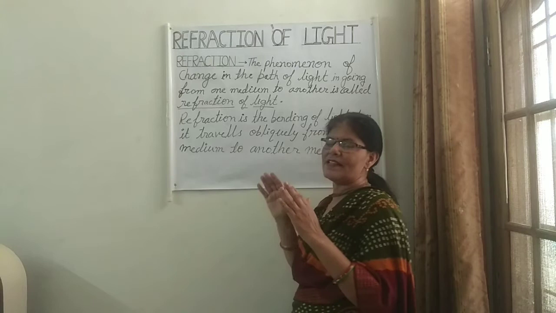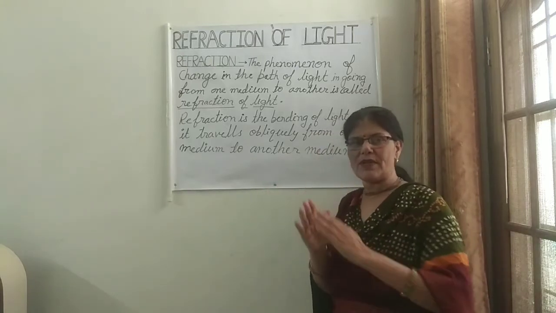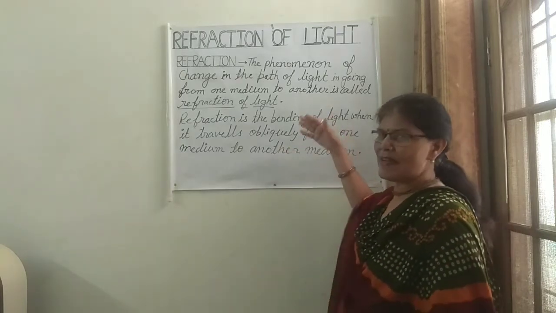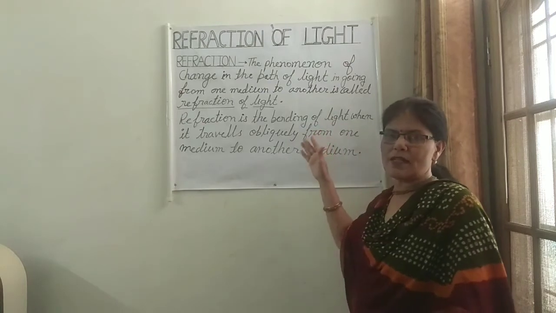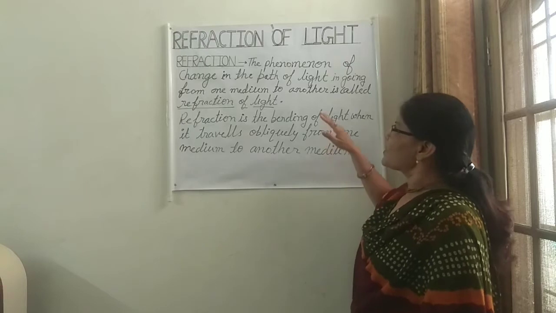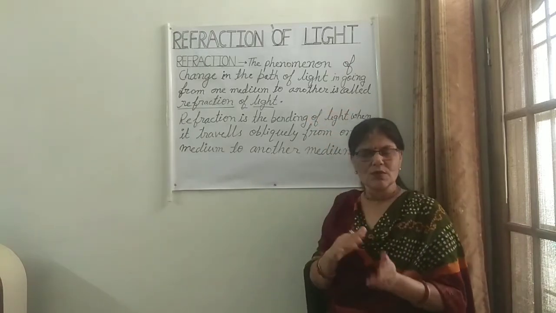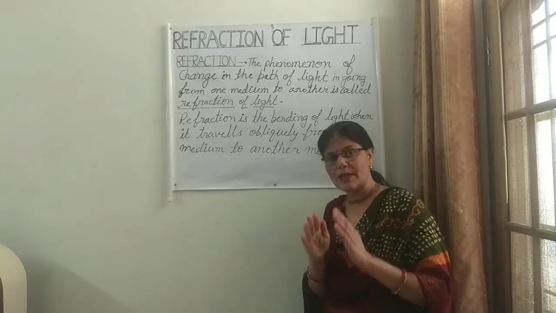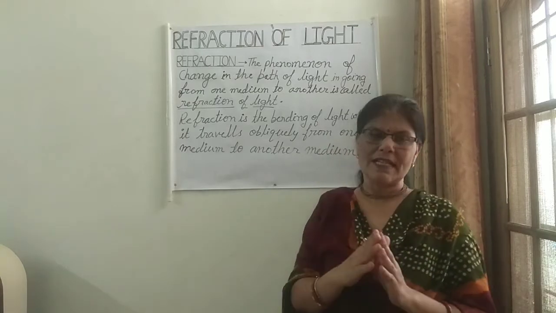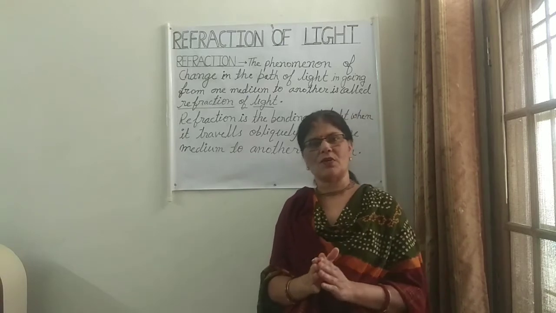Obliquely means it is not passing perpendicular. It is passing obliquely from one medium to another medium. Then it shows bending of light, or it changes its path, it changes its direction of propagation. So when light passes obliquely from one medium to another medium, it changes its direction of propagation, and this is called refraction of light.